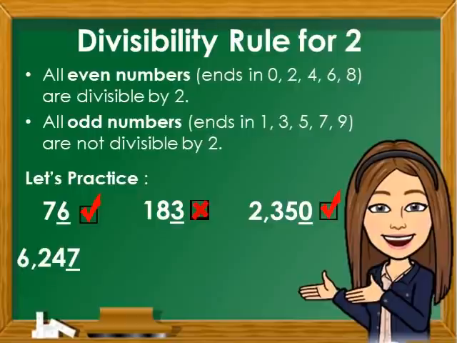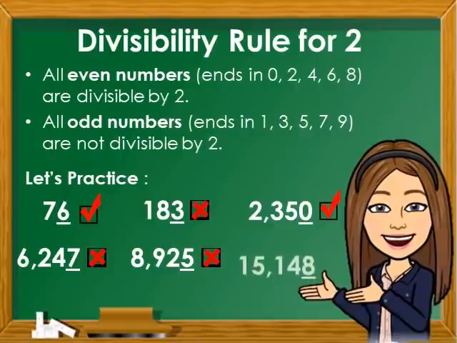6247. The ones place or last digit of 6247 is 7, which is an odd number, so 6247 is not divisible by 2. 8925. The ones place or last digit of 8,925 is 5, which is an odd number. So 8,925 is not divisible by 2. 15,148. The ones place or last digit of 15,148 is 8, which is an even number. So 15,148 is divisible by 2.